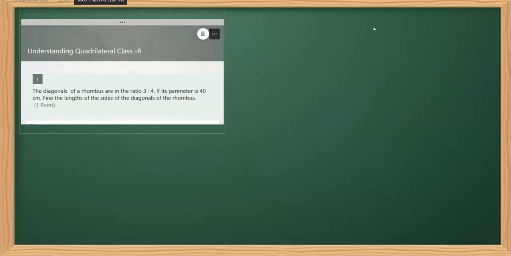In this video, we are going to do questions of the chapter Understanding Quadrilaterals, Class 8, specifically based on rhombuses and rectangles. So you can read this question. It says the diagonals of a rhombus are in the ratio 3:4. So let's make a rhombus first. Say I make a rhombus.